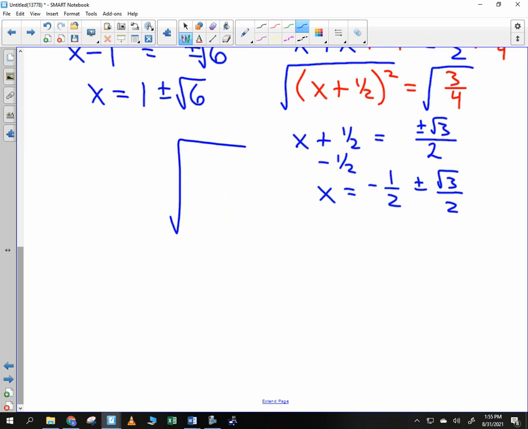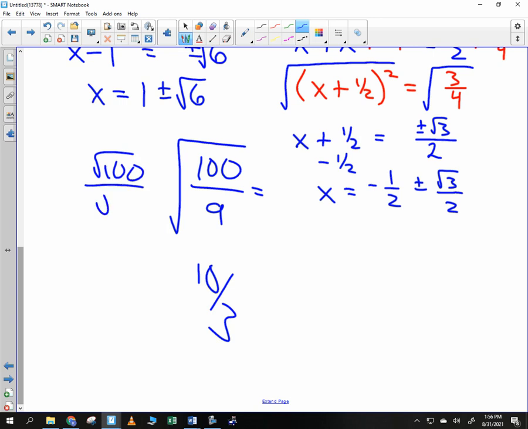So the square root of 100 over 9 is 10/3. You take the square root of the top, the square root of the bottom. This is equal to the square root of 100 over the square root of 9. That's a fact. Okay, good job. Way to go.